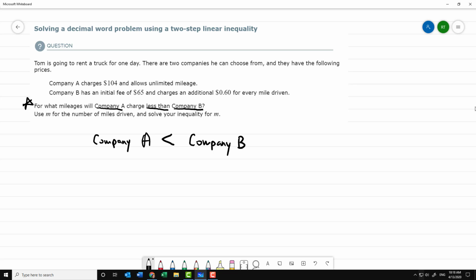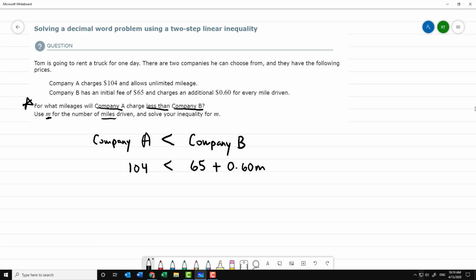And now we're going to go back to the information they gave us. Okay, what does Company A charge? They charge $104 and unlimited mileage, which means you're only going to pay $104. So I substitute that for Company A, bring down my less than sign, and I look at Company B. What does Company B charge? They have an initial fee, which means their starting amount is $65, and they also charge an additional 60 cents for every mile driven. So 60 cents for every mile driven, and remember, here it says M is the miles driven, so my rate is 60 cents M.